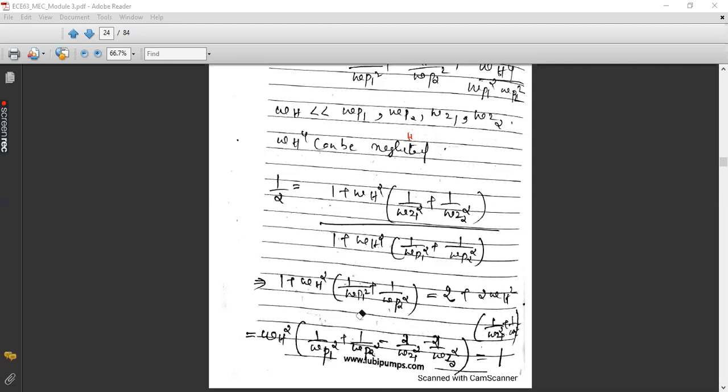Hope you got this particular equation, Banu Prakash. Yes, sir, I got it, sir.